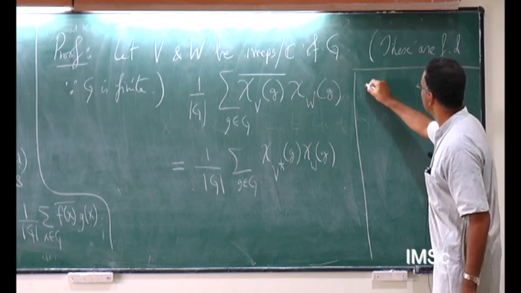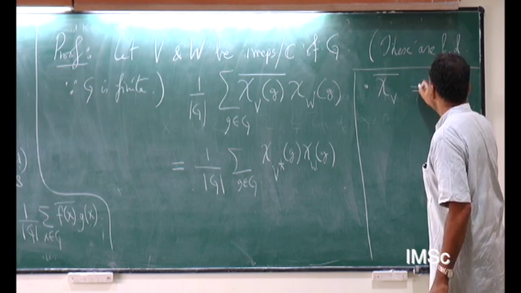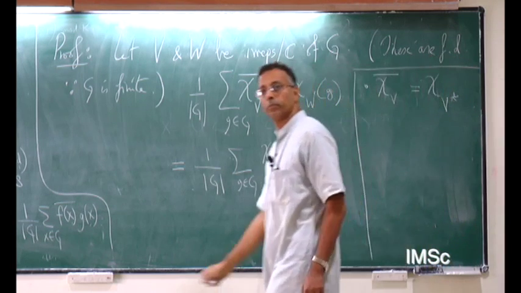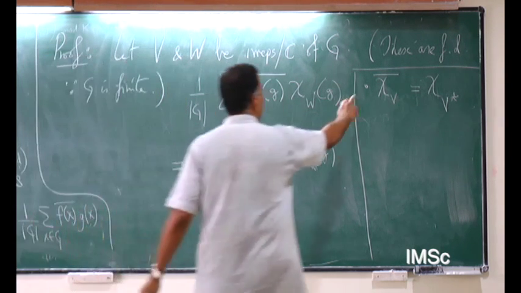So first step, I am using the fact that chi v bar is equal to chi v star. We will come to that, but let's just understand that statement abstractly. We will worry about the proof of that later. Okay. So what does this mean? What does this notation mean?